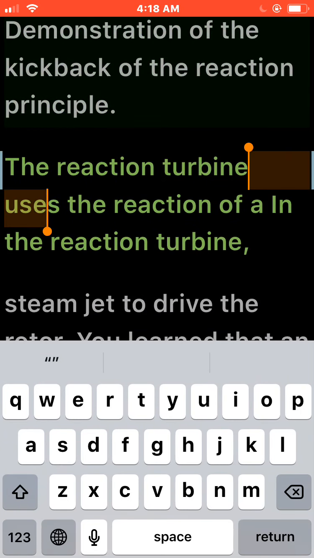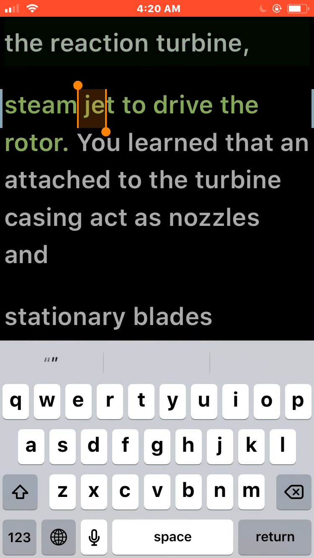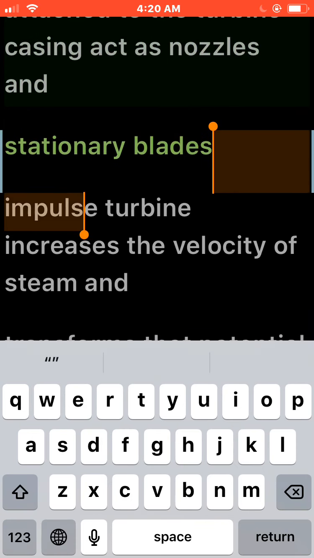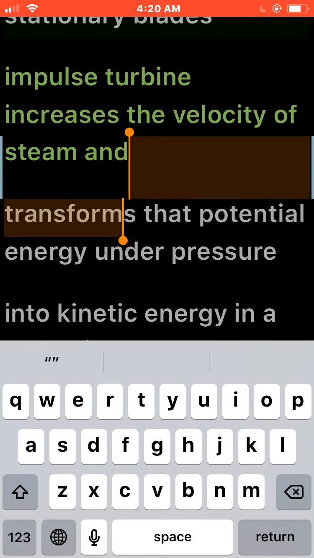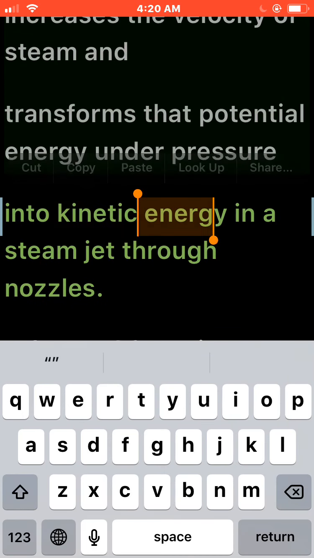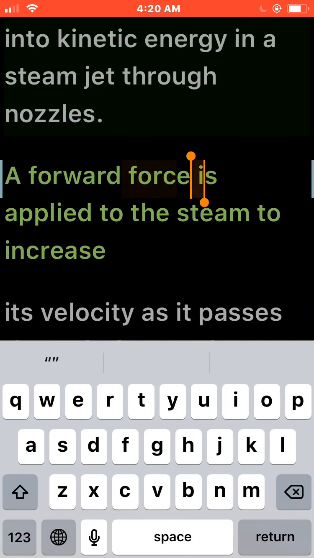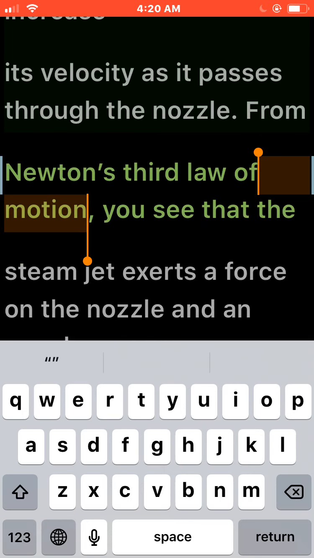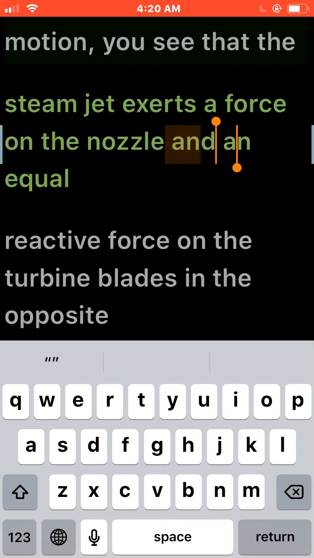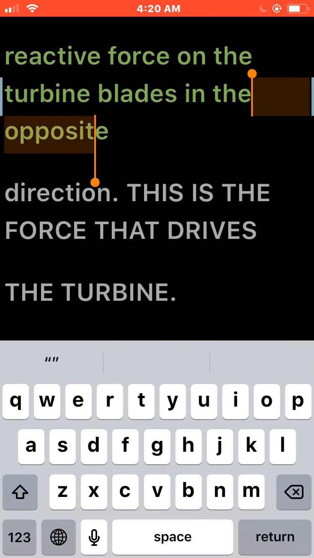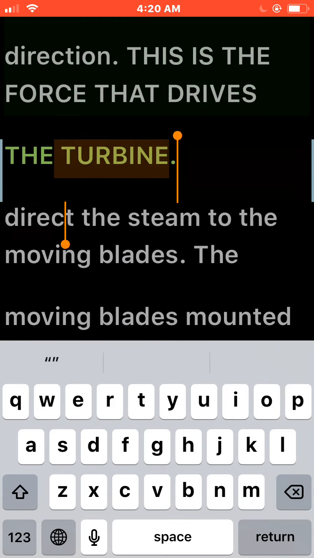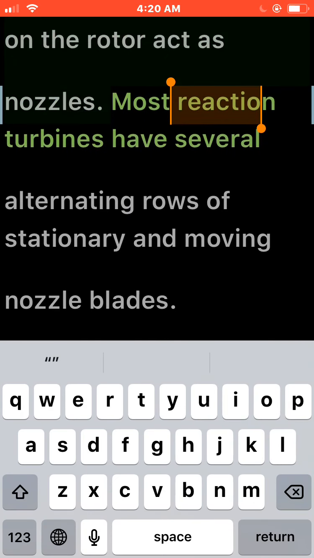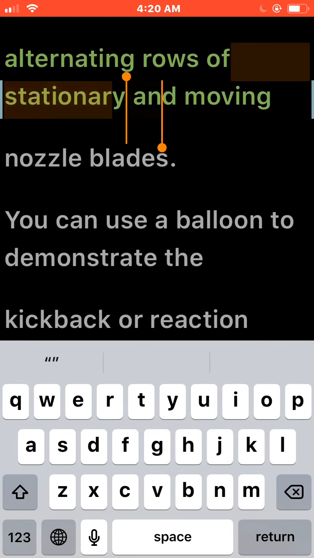The reaction turbine uses the reaction of a steam jet to drive the rotor. You learned that fixed blades attached to the turbine casing act as nozzles and stationary blades. An impulse turbine increases the velocity of steam and transforms that potential energy under pressure into kinetic energy in a steam jet through nozzles. A forward force is applied to the steam to increase its velocity as it passes through the nozzle. From Newton's third law of motion, you see that the steam jet exerts a force on the nozzle and an equal reactive force on the turbine blades in the opposite direction. This is the force that drives the turbine. Nozzles direct the steam to the moving blades. The moving blades mounted on the rotor act as nozzles. Most reaction turbines have several alternating rows of stationary and moving nozzle blades.